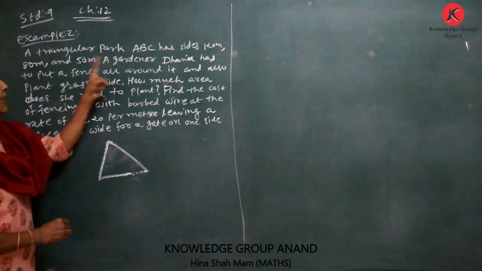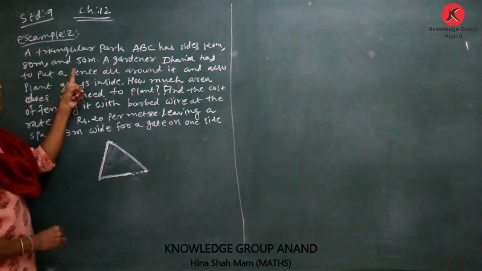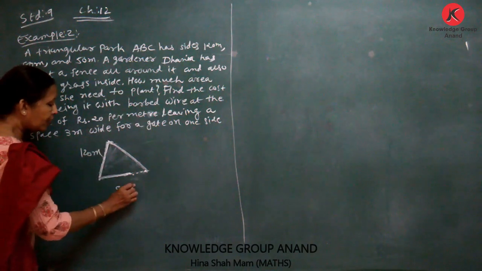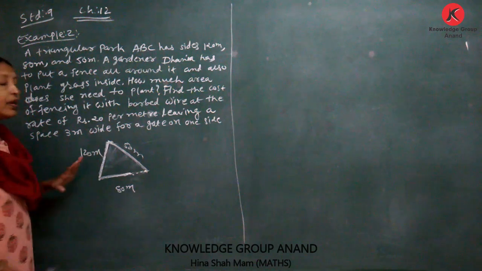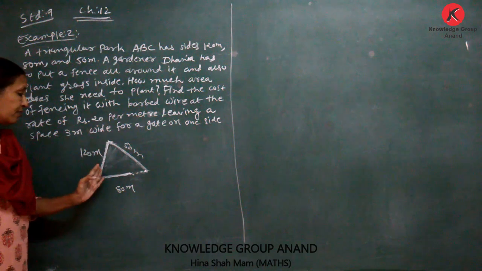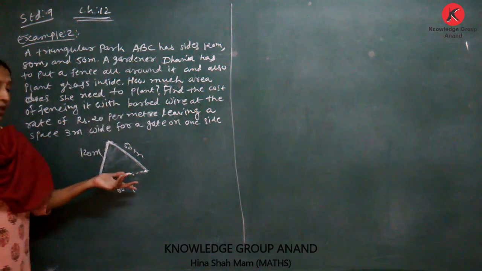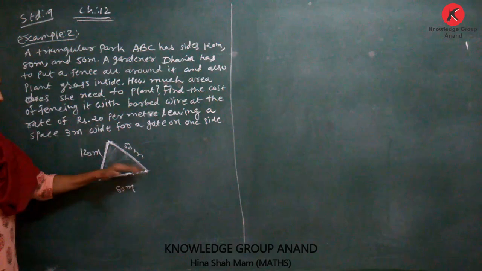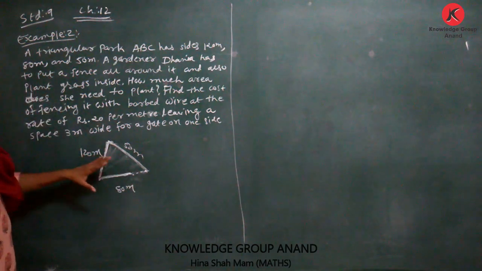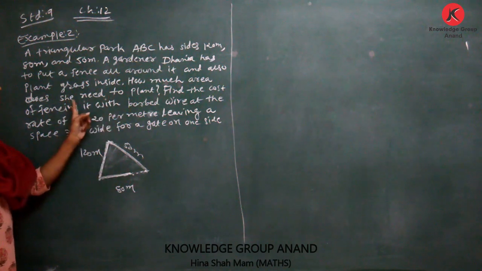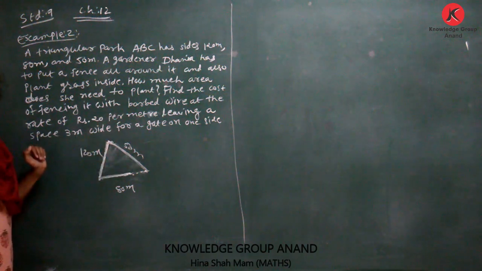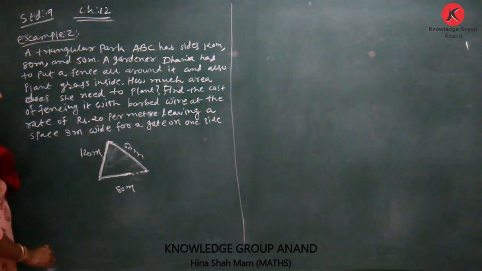There are 3 sides. Which are these 3 sides? 120 meter, 80 meter and 50 meter. We leave 3 meter on the 50 meter side or the 120 meter side. Anyway, suppose I put the 3 meters here. First we find the area. How much area does she need to plant? Then we find the area of the triangular park.